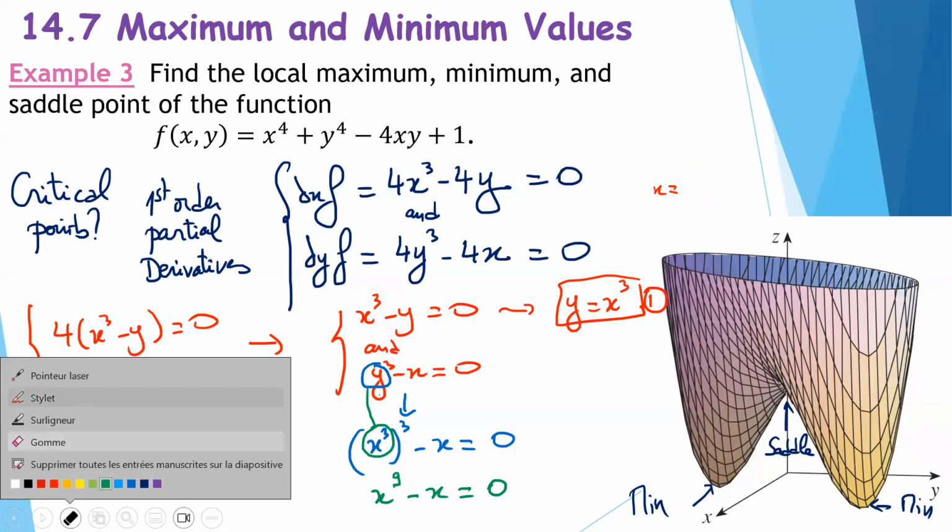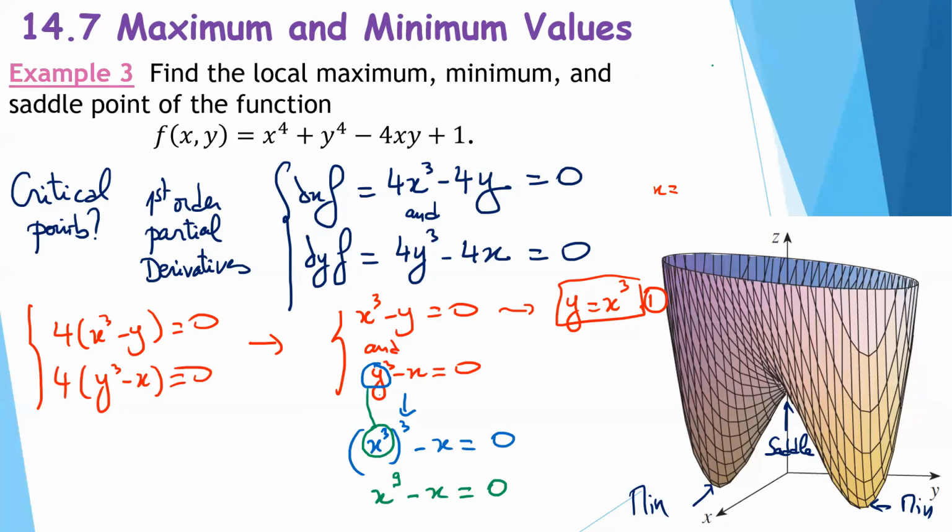Should we move the x to the power of 9 to the other side and then divide? No, this is not a good idea. We can't divide. We can take a common factor. Here x is a common factor. So this is this type of equation. Take the common factor. Okay.